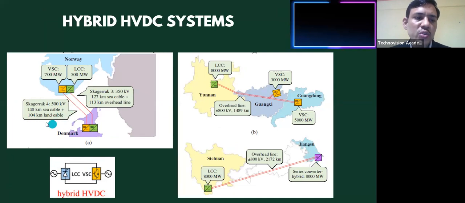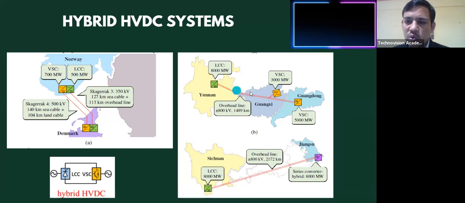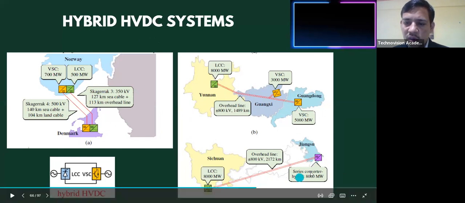And here they have used some underground and submarine cables. It is plus minus 500 kV, and the other is plus minus 350 kV. Because of these DC breakers, this is now possible. Again, many more such projects are coming. These are also Yunnan and others. These are some of the projects, 8,000 megawatt.